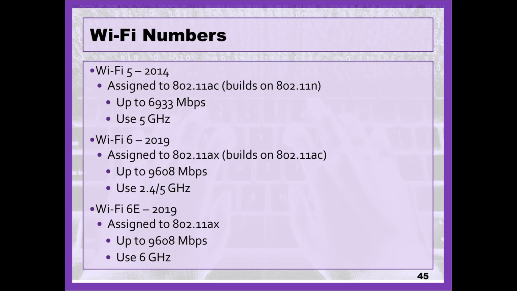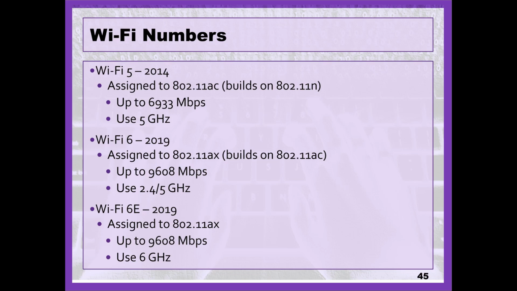Wi-Fi 5, established in 2014, was assigned to 802.11ac and builds on the 802.11n standard. This standard increases speed to a maximum of 6,933 megabits per second and operates on the 5 GHz frequency band. When used in conjunction with Wi-Fi 4, it allows for 802.11n standards on the 2.4 GHz range and 802.11ac standards on the 5 GHz, as they are very similar.